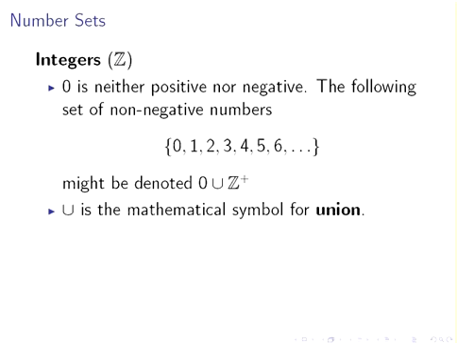0 is neither positive nor negative. So if we wanted to write out the number set 0, 1, 2, 3, 4, 5, 6, and so on, we might denote that as {0} union Z plus. That U symbol there is the mathematical symbol for union. That's a matter from set theory. It's pretty straightforward. So moving on.